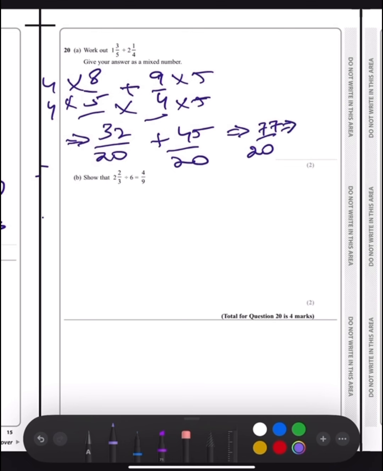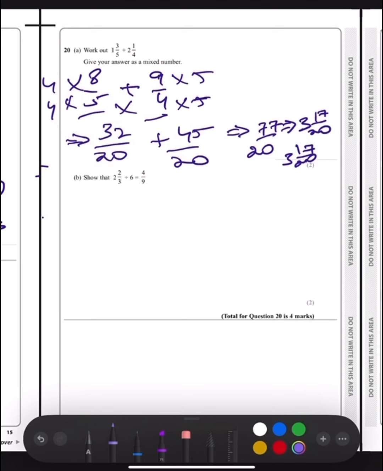Now it is important, because we've been given a question in mixed fractions, to write the answer in a mixed fraction as well. So our answer is 3 17 over 20. That's your answer, and we can also write that in the answer section. And that's how you gain the full 2 marks.